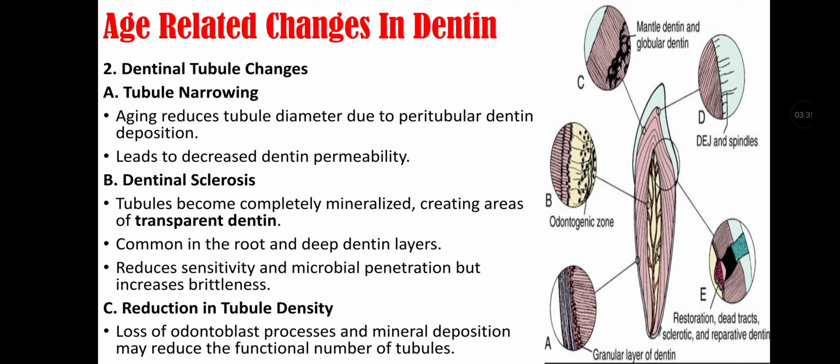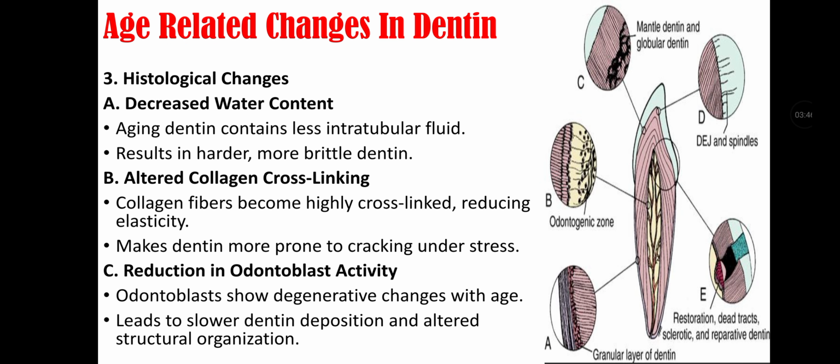Third tubule change is reduction in tubular density. That is because of loss of odontoblast processes and mineral deposition that may reduce the functional number of tubules. Then there are histological changes that include decreased water content, altered collagen cross-linking, and reduction in odontoblast activity.